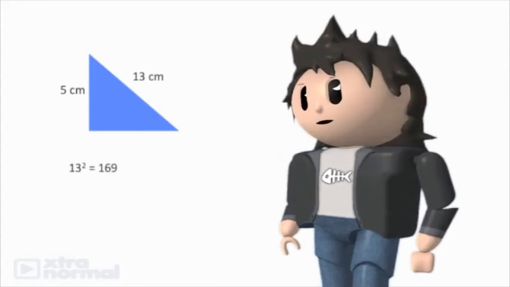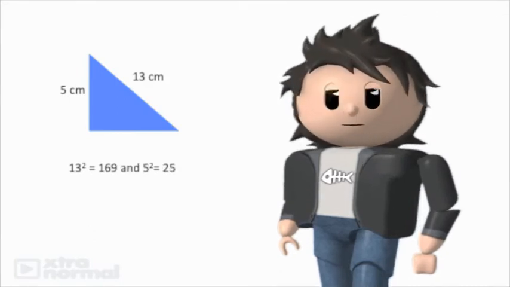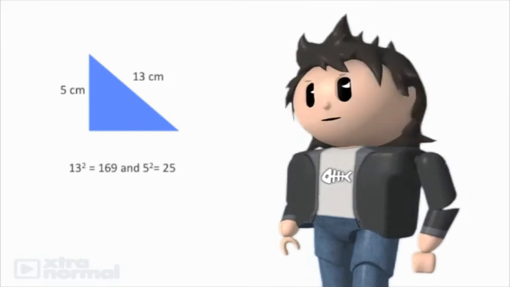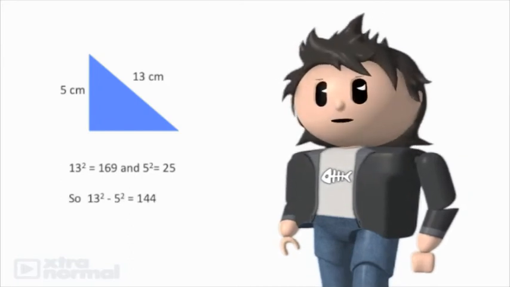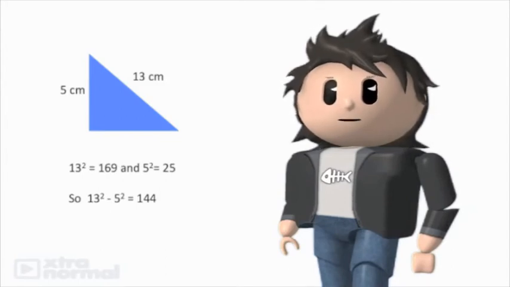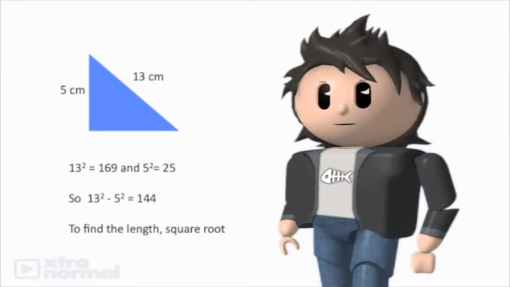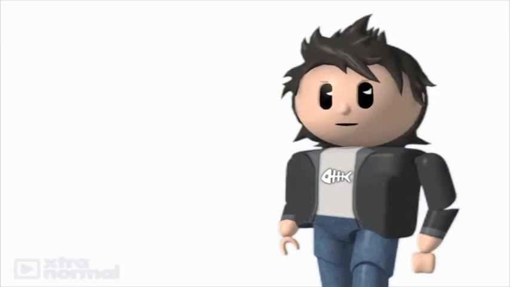13 squared is 169, and 5 squared is 25. So if I take 25 from 169, I get 144. This represents the area of the square formed on the side I'm trying to find. The final step is to square root to find the length. So the square root of 144 is 12, which is the length I'm trying to find.